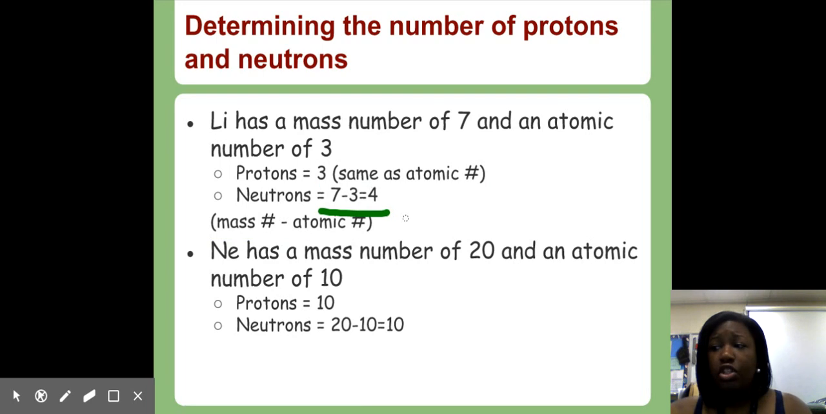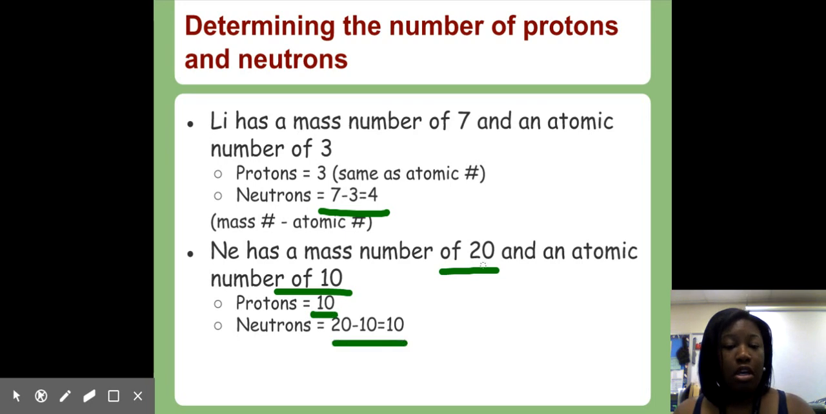So take the mass number and round. We want a whole number, okay? So here's another example. Neon has a mass number of 20 and an atomic number of 10. So we know our protons is 10. Our neutrons, we have 20, which is our mass number, minus the number 10, which is our atomic number, giving us 10. So we have 10 neutrons.